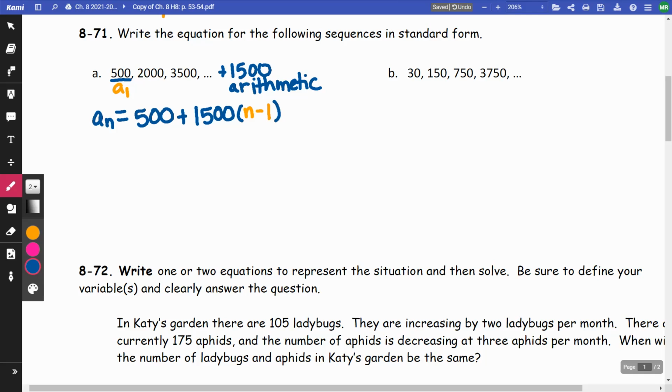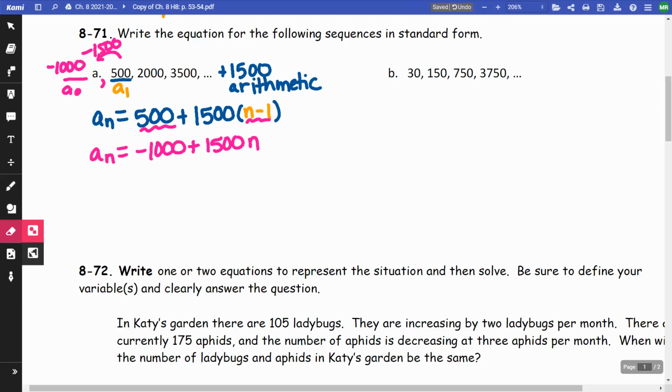That's your equation. Now, some of us might want to go backwards and find our a sub 0. So if I was going backwards, I would be subtracting 1,500 to go backwards. And so when I'm subtracting 1,500, I'm going to get a negative 1,000. So another way to do it is to start with your a sub 0, negative 1,000. We're still adding 1,500, but if you're starting with your 0, then this is an n. This one appears in n minus 1 because I started with my first term. This is my first term, not my 0 term. Either one of these is acceptable.